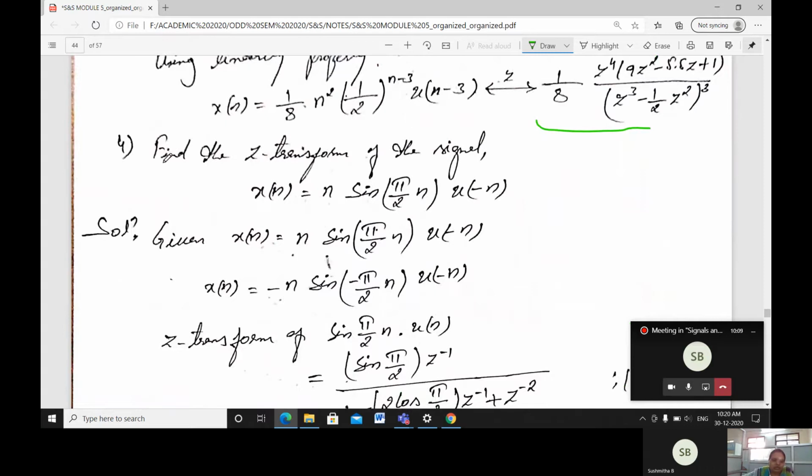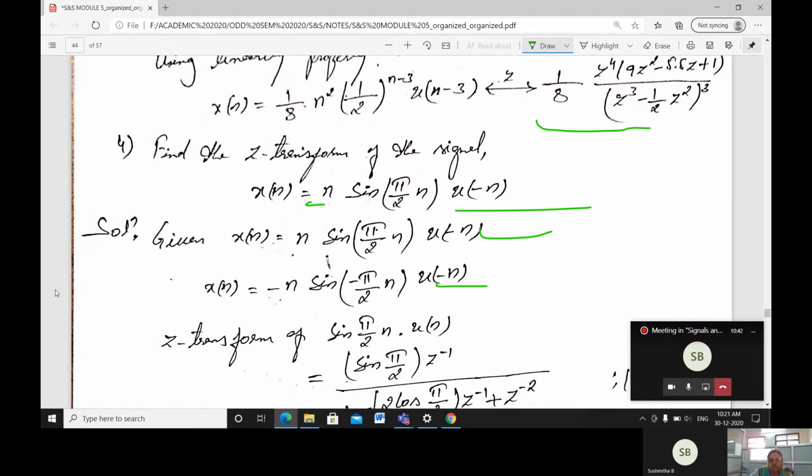The next problem is to find the z transform of the signal x of n equals n into sine pi by 2 n u of minus n. Which properties can we use here? Here it is time reversal. Here it is differentiation. This is the given equation that is written here. Then here sine minus pi by 2 n, because the u function is in terms of minus.